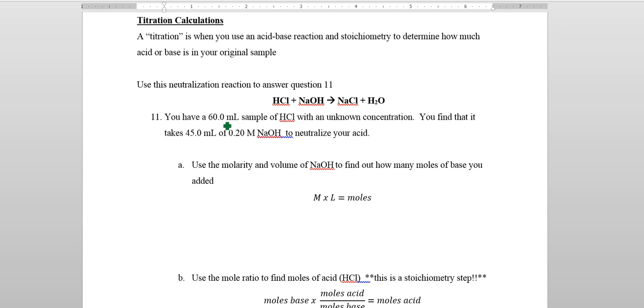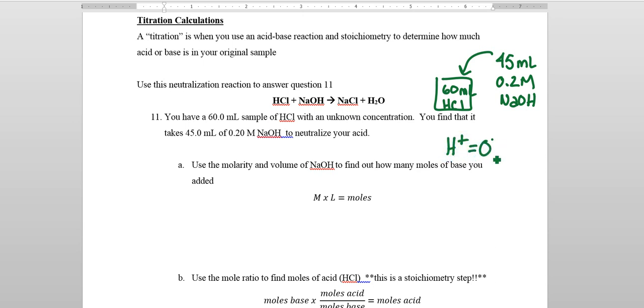You're going to have some sort of sample of acid. Right here we've got 60 mL of HCl, that is my acid, and you're going to add to it 45 mL of 0.2 molar NaOH. This is how much base it takes to neutralize the sample of your acid. And you know that when all of your acid is neutralized, that means your amount of H is equal to your amount of OH minus.